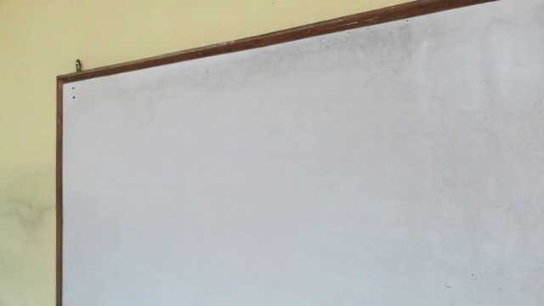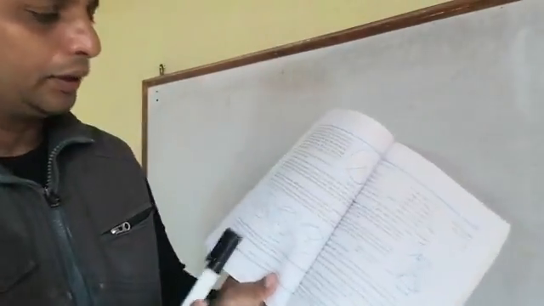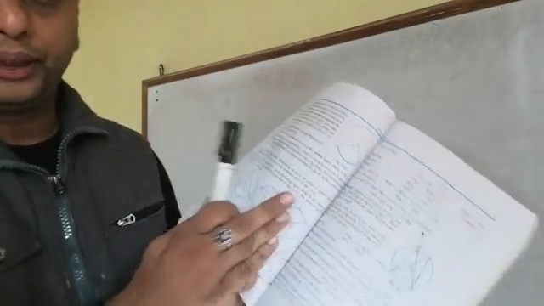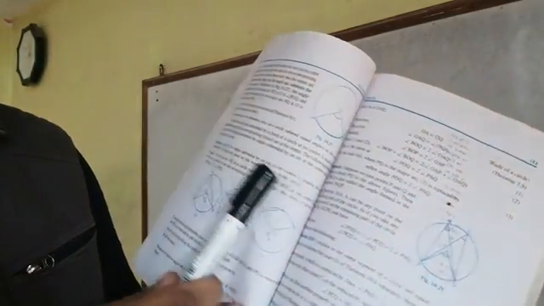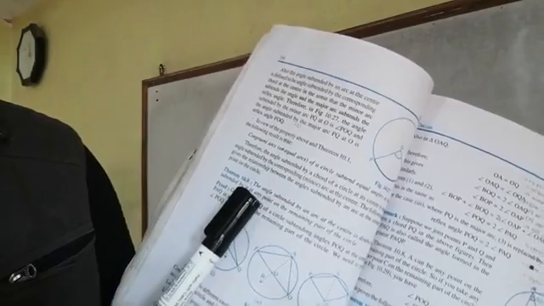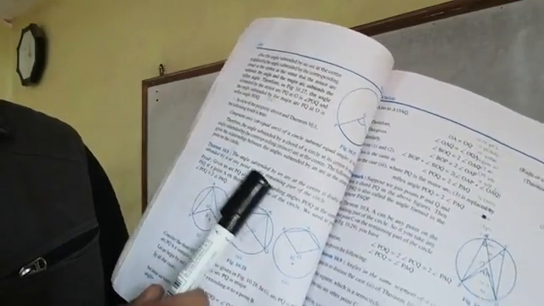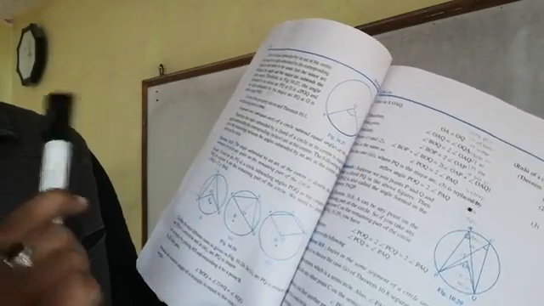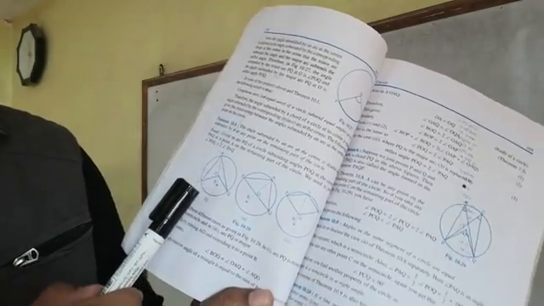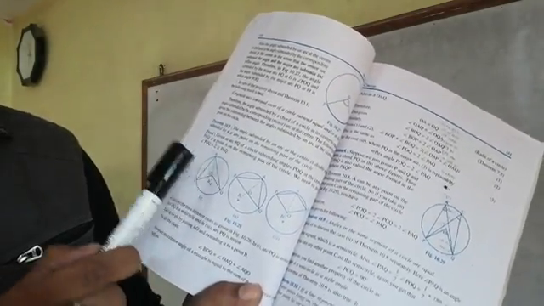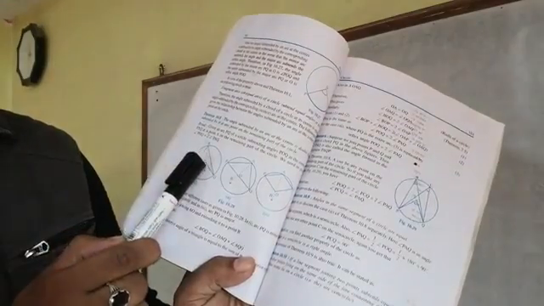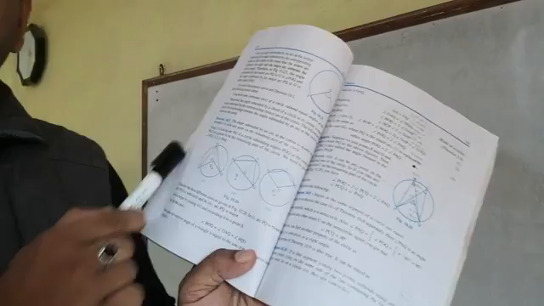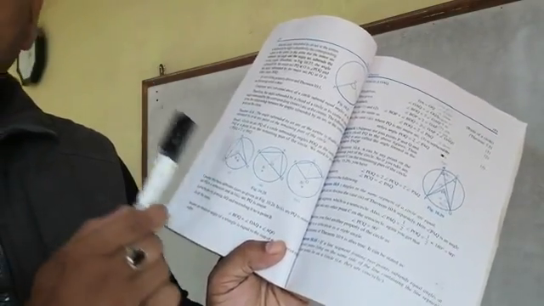Now the 10.8 theorem says this. In your book it is 10.8, and you can read this theorem: the angle subtended by an arc at the center is double the angle subtended by it at any point on the remaining part of the circle. It means that the angle formed at the center will be double the angle formed in the remaining part of the circle. So this is the 10.8 theorem.